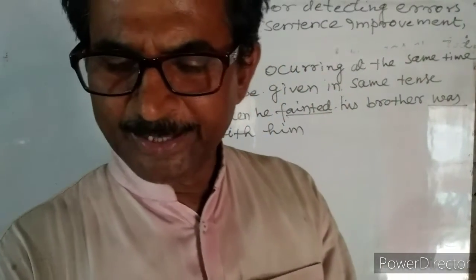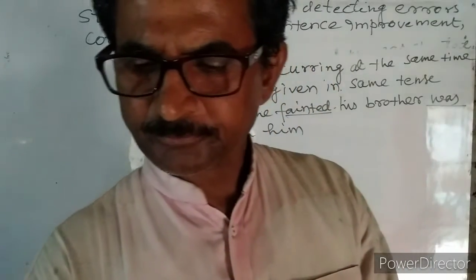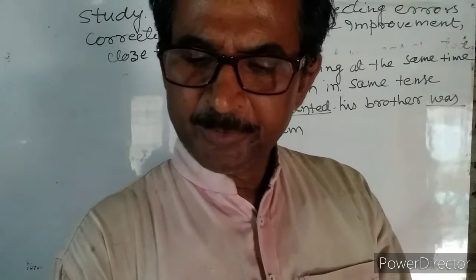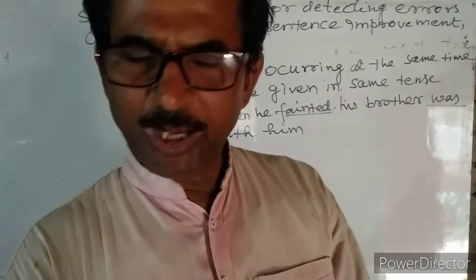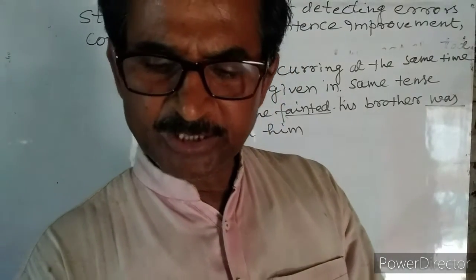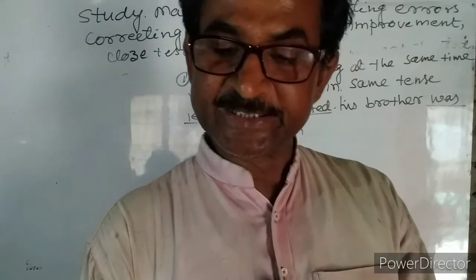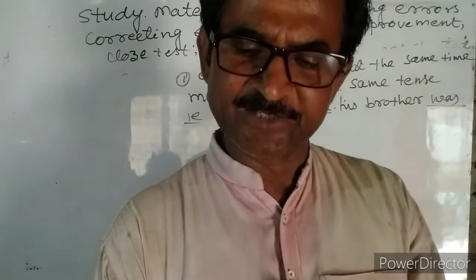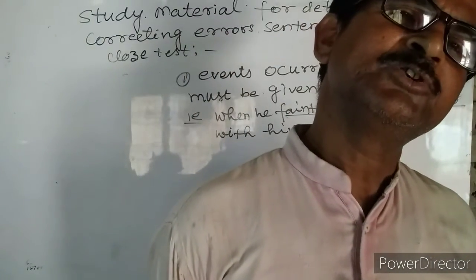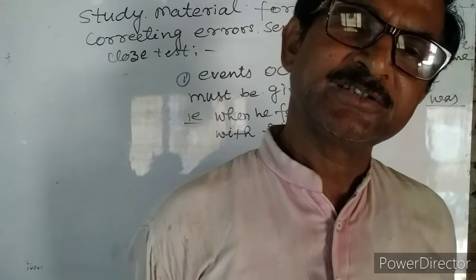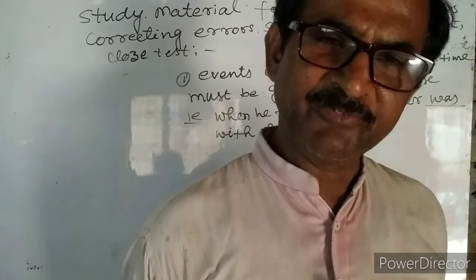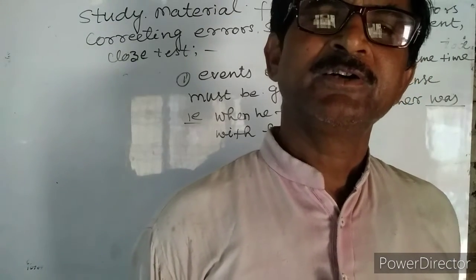Rule number 5. When two events are described and one of them precedes the other, the first should be described in the past perfect tense. For example, when he came, the train had left. When I reached the station, the train had left. When the police came, the thief had run away.